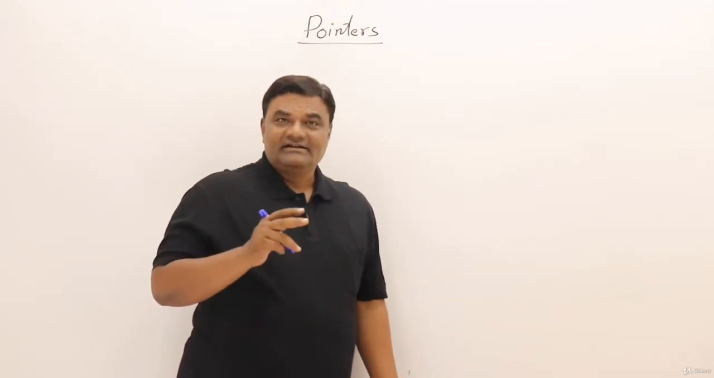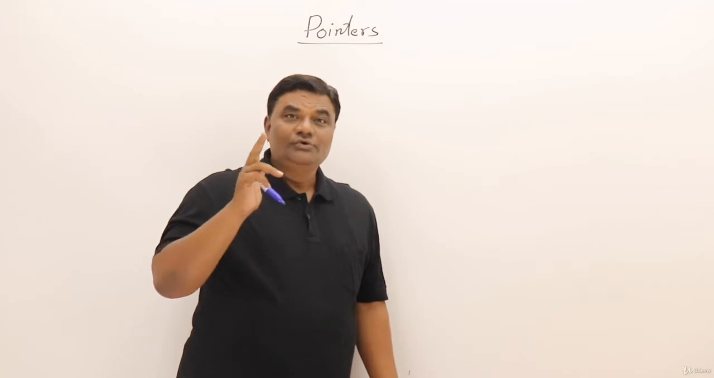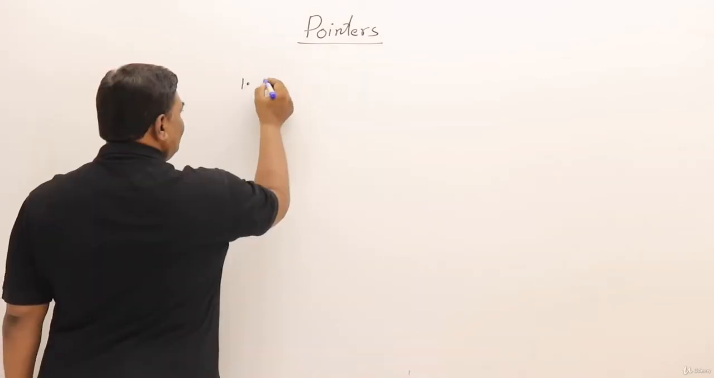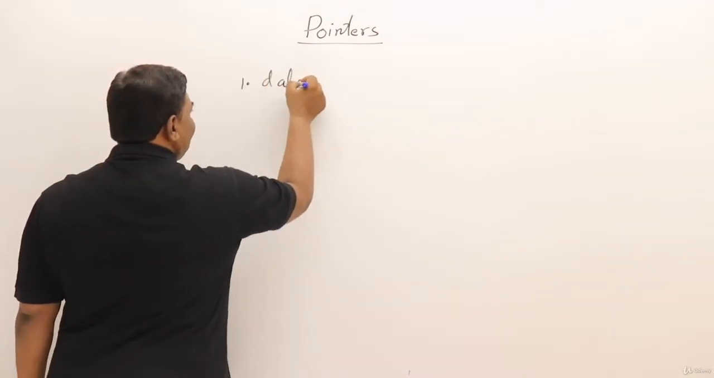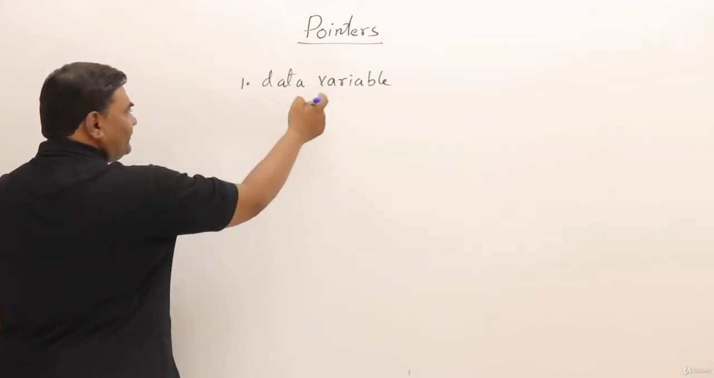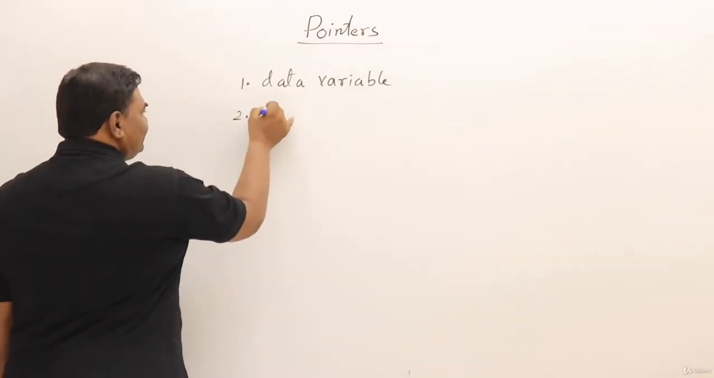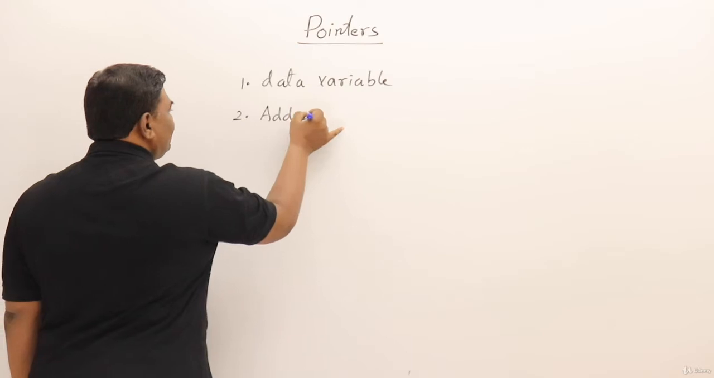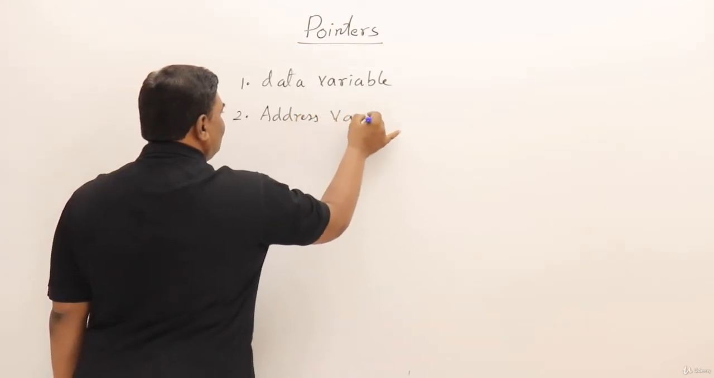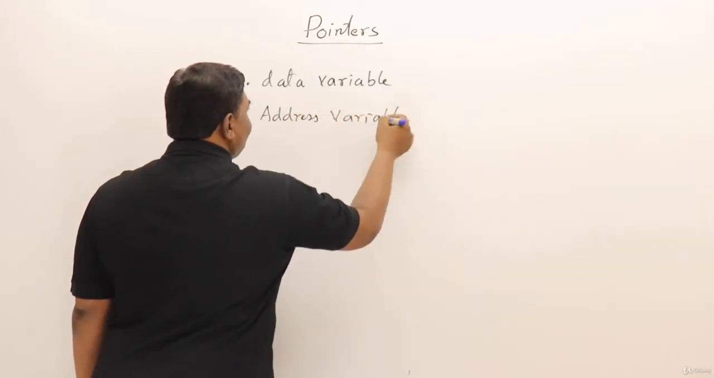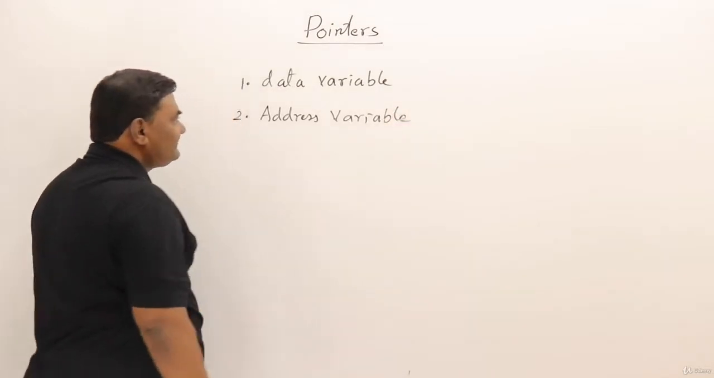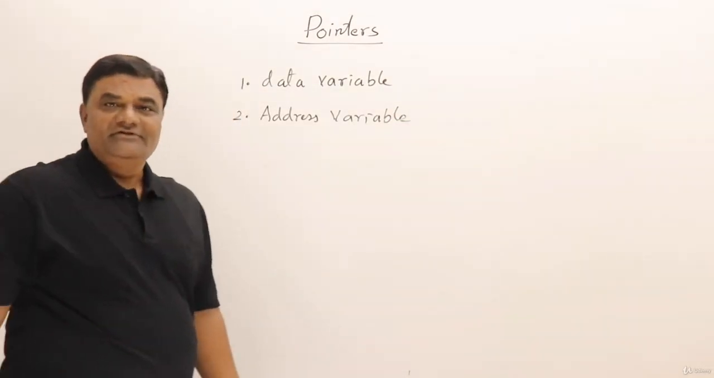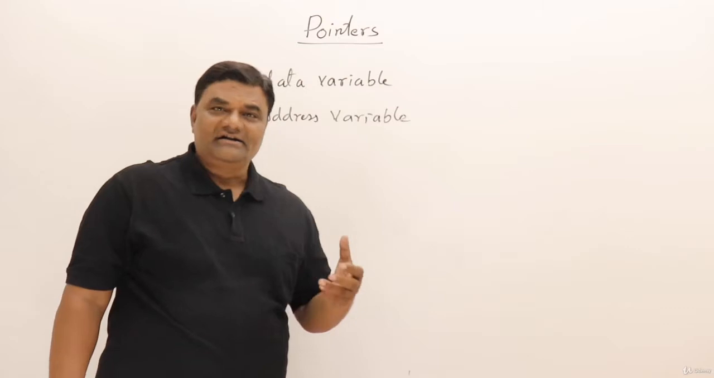Based on this, I'll categorize variables into two types. One is the data variable, which is used for storing data. And next is the address variable. This is used for storing addresses. So now we have two types of variables, data variables and address variables.